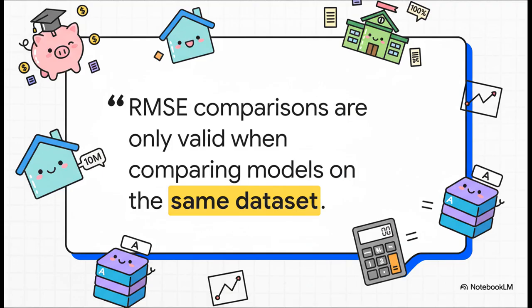And here's a really important rule to live by. You can't compare RMSE scores across different data sets. It's totally scale dependent. An RMSE of 10 might be incredible if you're predicting house prices worth millions, but absolutely terrible if you're predicting exam scores out of 100. So remember, only use RMSE to compare different models working on the exact same problem.